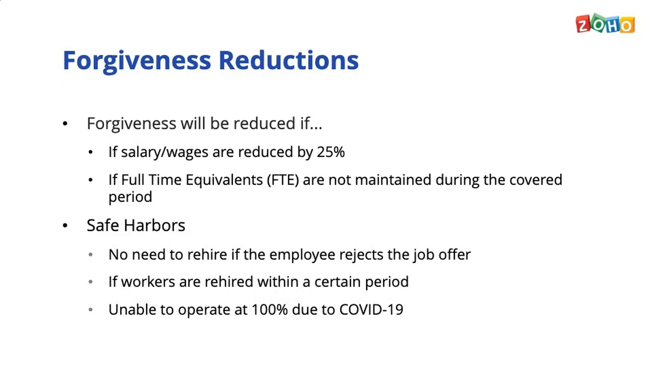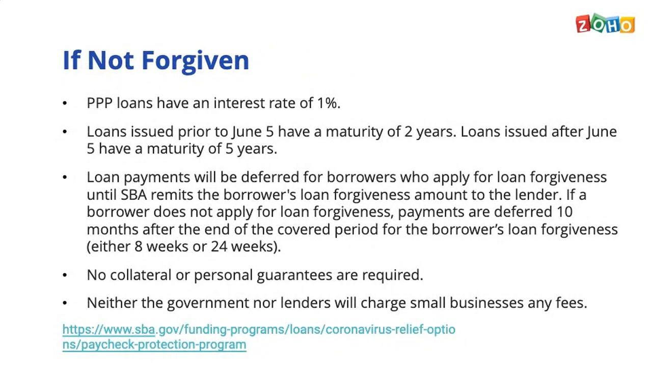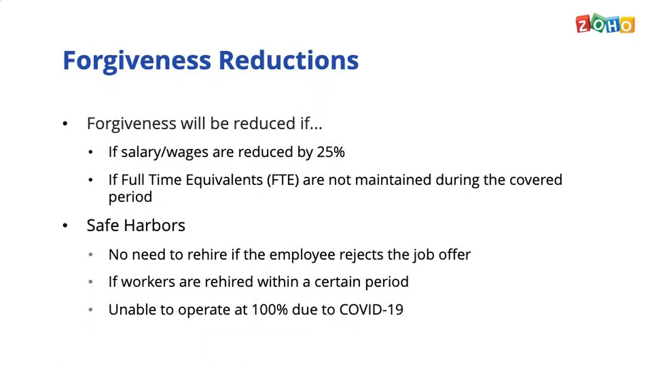Yeah, before you move on real quick, I just want to ask you a question, Nathan. If you could go back a slide. So that first point, if salary and wages are reduced by, I'm assuming that's supposed to be 25% or more. Is that a one-to-one? How do we know how the forgiveness is reduced based on salary and wage reduction beyond that threshold?